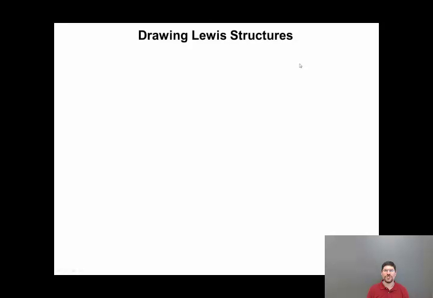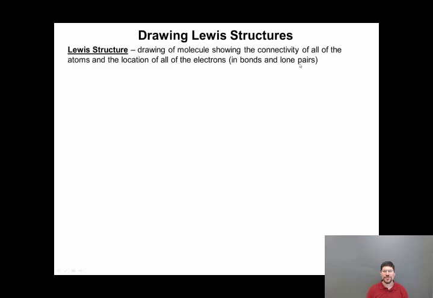Drawing Lewis structures is a critical skill for success in organic chemistry. First, let's review what a Lewis structure is. A Lewis structure is a drawing of a molecule showing the connectivity of all of the atoms and the location of all of the electrons, whether they're in bonds or in lone pairs.